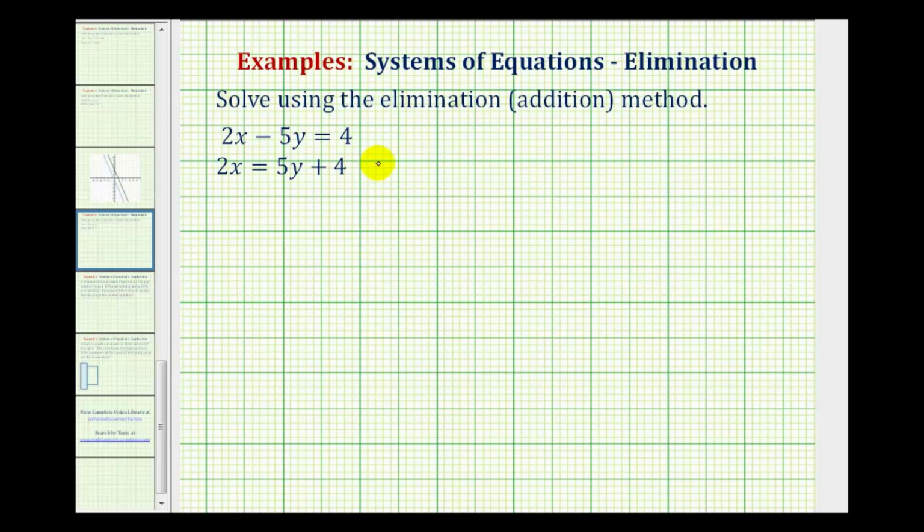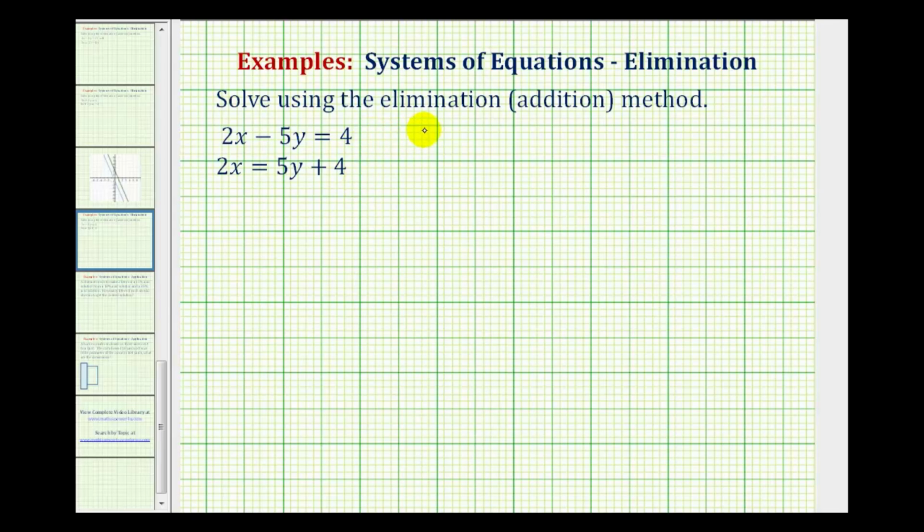We want to solve the system of linear equations using the elimination method, sometimes called the addition method. To solve a system of equations, we want to find the ordered pair, or the x and y value that satisfy both equations. But we should keep in mind it's possible to have no solution, or even an infinite number of solutions, to a system of linear equations.